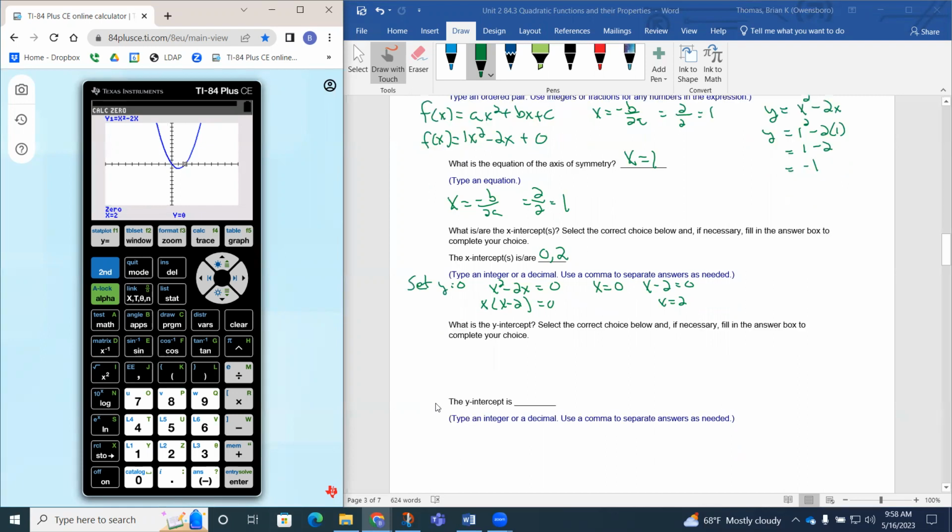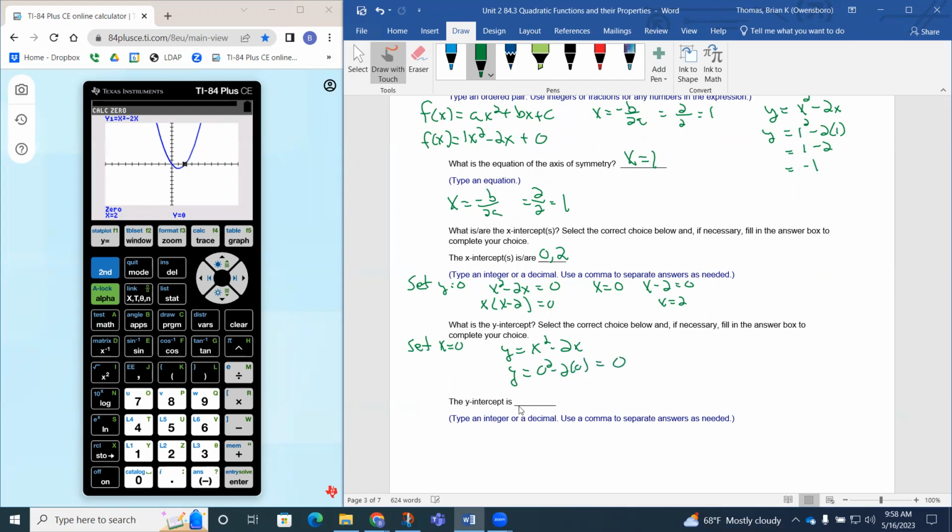So the next thing is we want to find the y-intercepts. So to find the y-intercepts, we have to set x equal to 0. So that means I have y equals x squared minus 2x. If we substitute 0 in for x, that's going to be 0 squared minus 2 times 0, which is going to be 0. So the y-intercept is 0. You can also see on the graph that the graph does cross the y-axis at 0. So it does kind of verify there, looking at the graph.